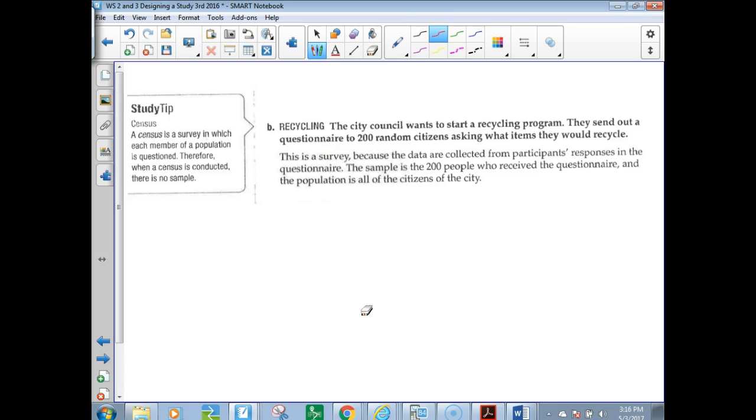A census is when you do a survey and each member of the population is polled. So the city council wants to start a recycling program. They send out a questionnaire to 200 random citizens asking what items they would recycle. It's a survey, and the responses are to a questionnaire, and it's a sample. So it's not representative of the entire population. This is a sample, not a census.